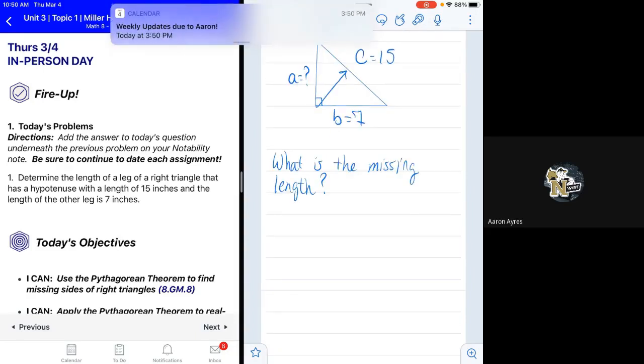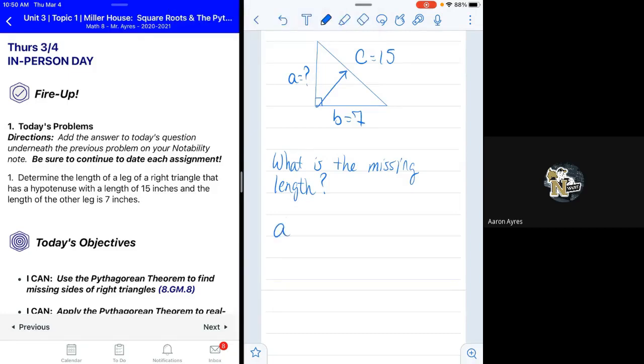All right, so let's set this up. Start with the Pythagorean theorem. So we have A squared plus B squared equals C squared. All right, and then plug in your numbers. So A squared, we don't know that one. Okay, B squared is what? What's B? Yeah, so we have A squared plus 7 squared equals 15 squared, right? All right. 7 squared is 49. So A squared plus 49 equals 225, right?